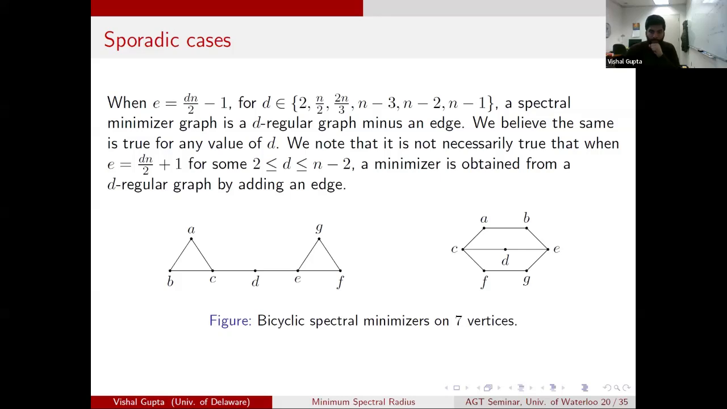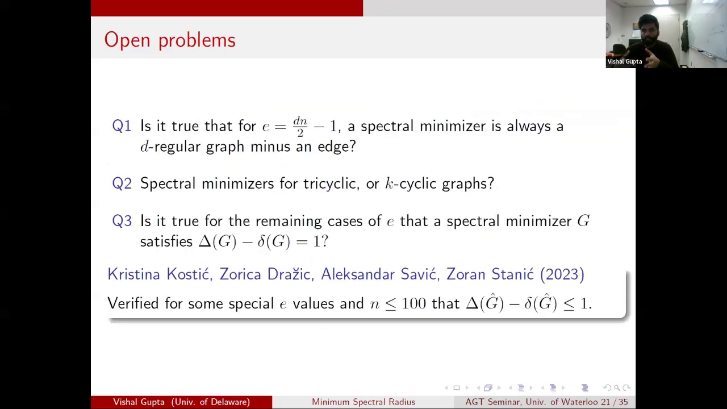So the question here is: is it true in general that when E is of the form dn over 2 minus 1, a spectrum minimizer is always a d regular graph minus an edge? Also, what are the spectrum minimizers for tricyclic graphs, and for k-cyclic graphs? And for the remaining cases of E, is it true that a spectrum minimizer has irregularity 1? There is a paper which appeared last year from Stanich and his research team, and they verified this for some special cases of E, and for graphs up to order 100, a spectrum minimizer indeed satisfies this. And we believe it should be true in general for any case of n and E.